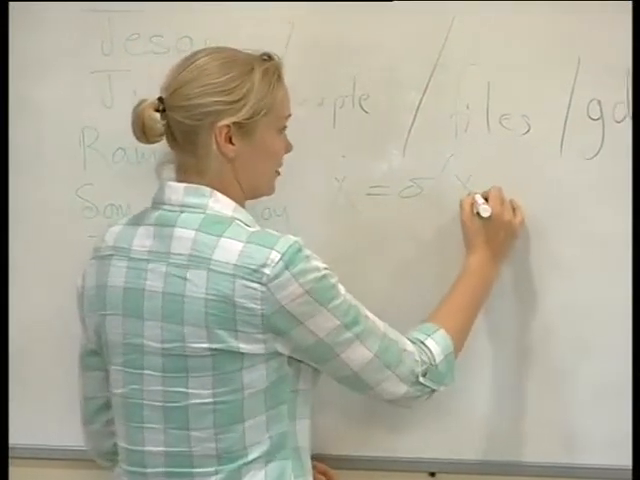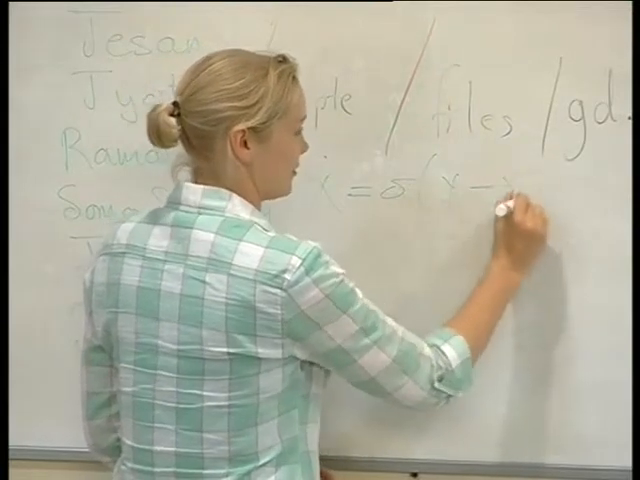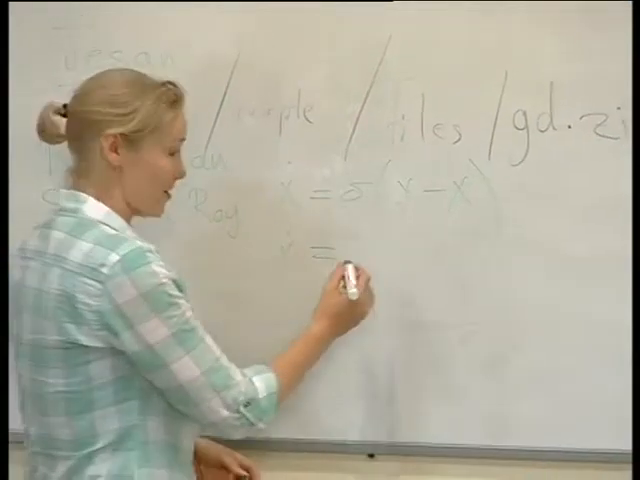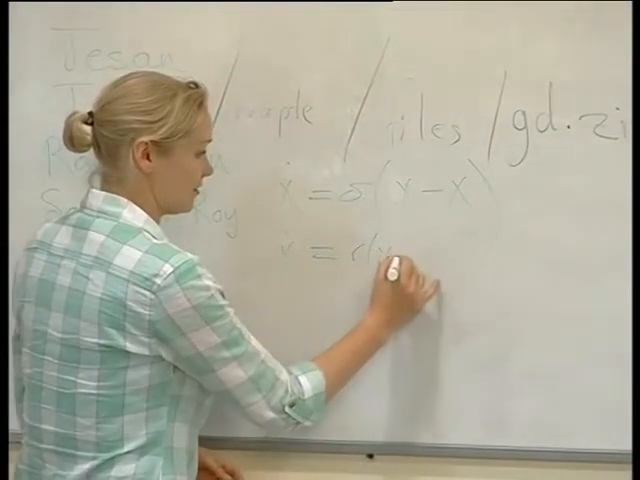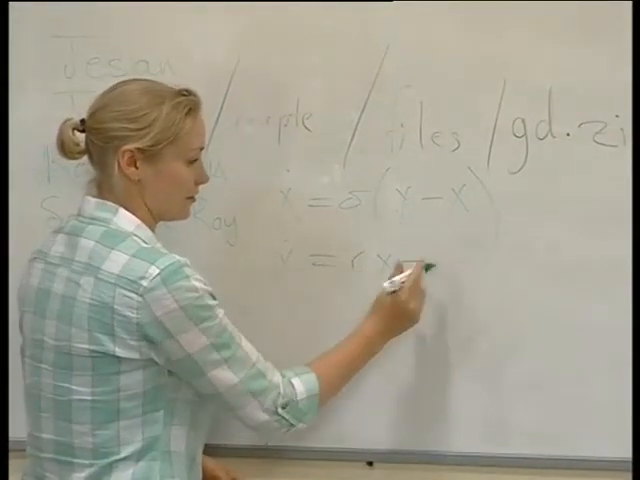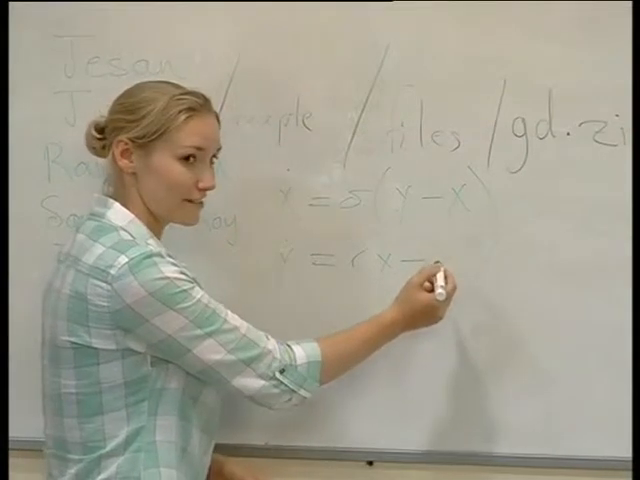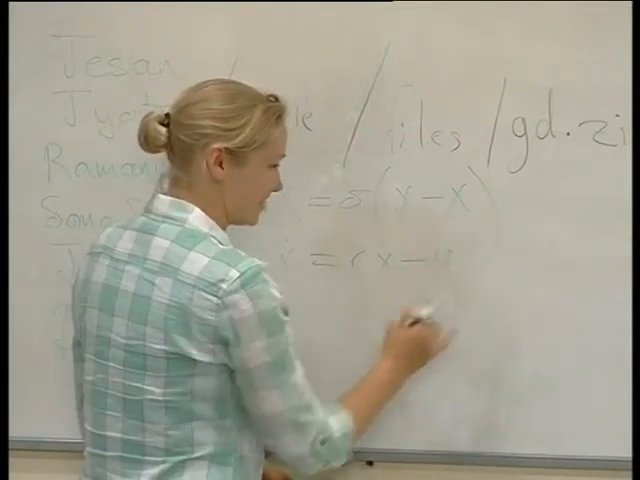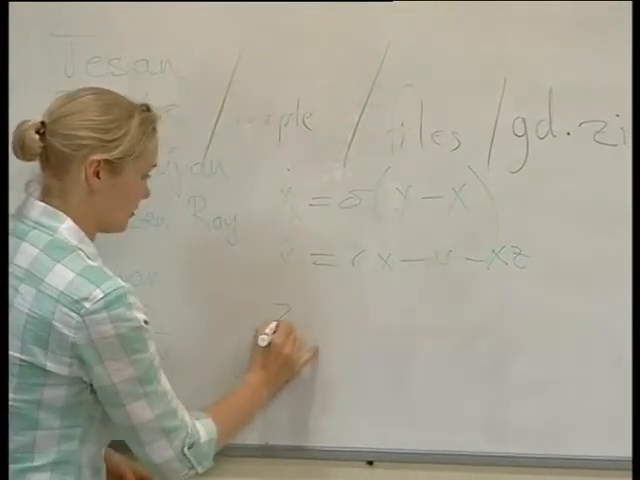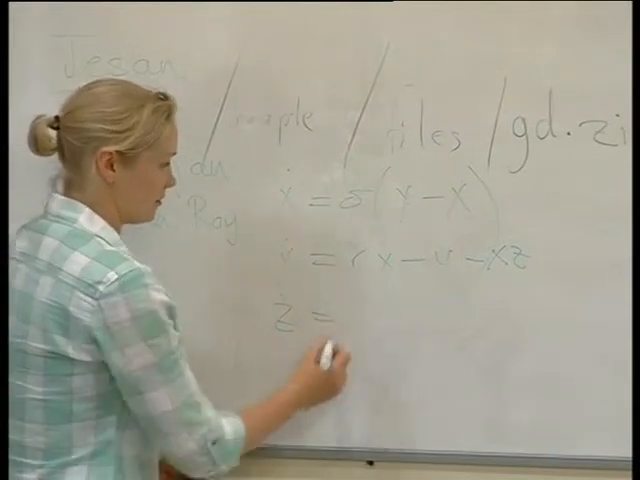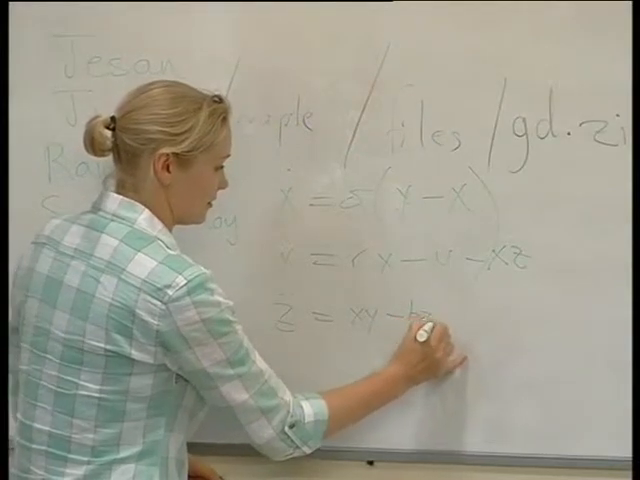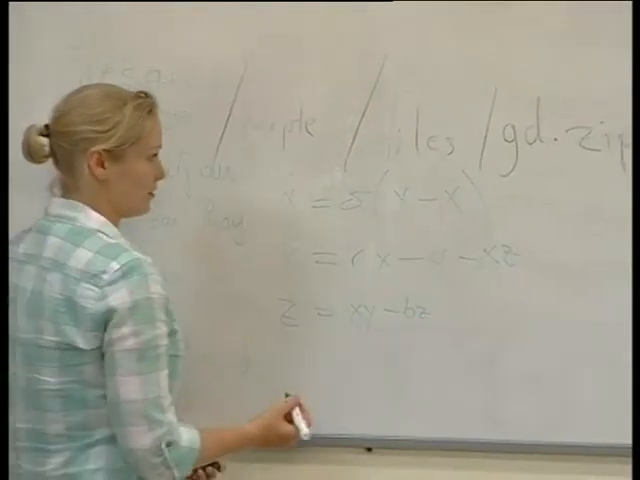Sigma (y minus x). y dot is equal to Rx, simply Rx, minus y minus xz. And z dot is equal to xy minus bz. Where sigma, b and r are the parameters.